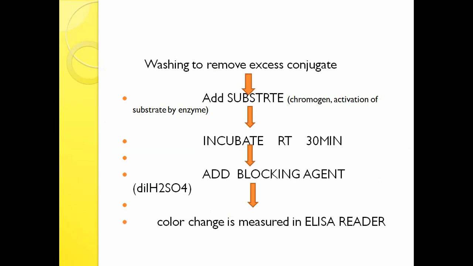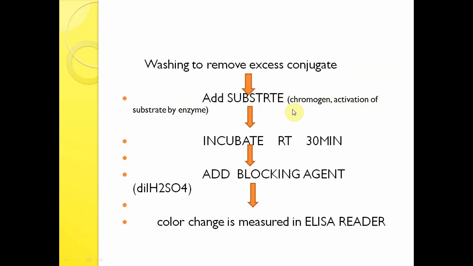Next again washing is done. For the washing procedure, we have the ELISA washer, or manually also we can do the washing, aspirating and discarding. So that procedure can be done. Washing is done after adding conjugate to remove the excess or unbound conjugate. Now add substrate. Substrate is nothing but it contains a chromogen. So the enzyme present in the conjugate causes oxidation of this chromogen and results in the color.